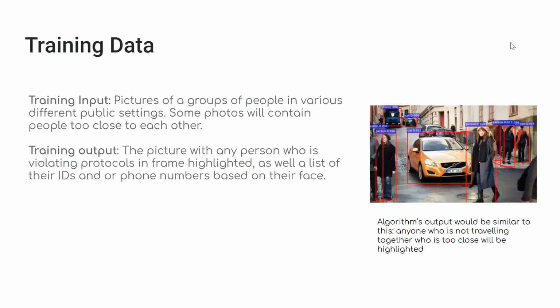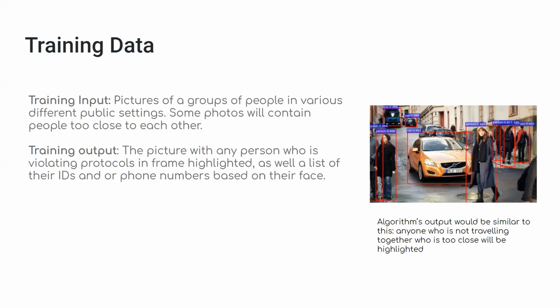So what's the training data going to look like for my AI? So the input is going to be pictures or videos of groups of people in various different public settings. And some of these photos are going to contain people too close to each other. And the expected output is going to be the picture with any person who is violating protocols highlighted, similar to what you see on the right, except only the people who are too close to each other are going to be highlighted in red.